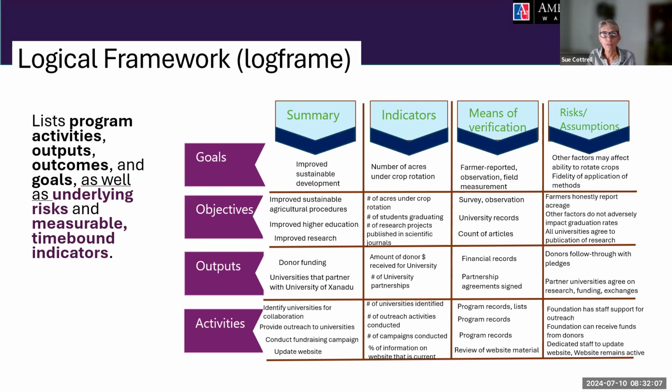It's very much a big picture thing, but there are other tools that will also get you the information you're looking for here. So it does list the program activities, the outputs, the outcomes, and the goals, but also the underlying risks and the measurable time-bound indicators. Okay, so it's a lot more involved. It's a great handout for people who are interested but don't want that in depth, because you're only getting a summary. And you might find them saying, well, what about this or what about that? And you're like, I couldn't fit everything on there. Just keep that in mind.